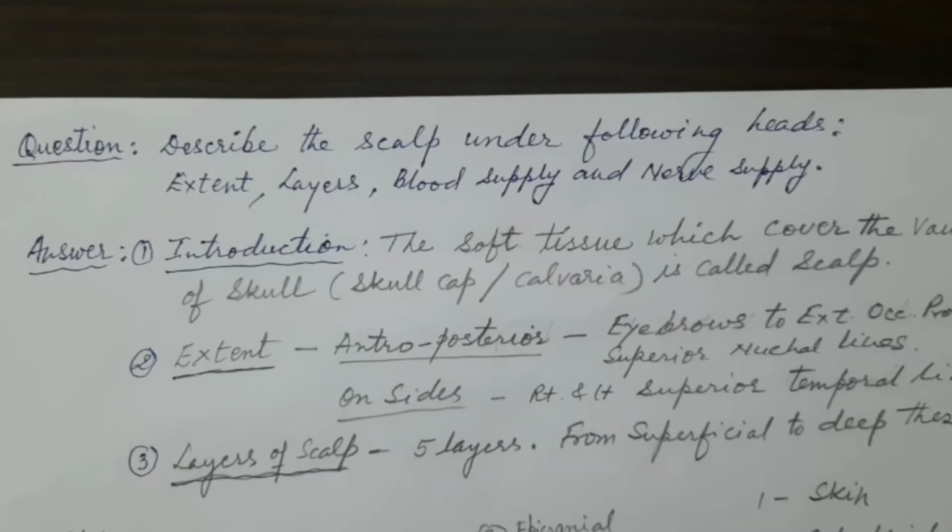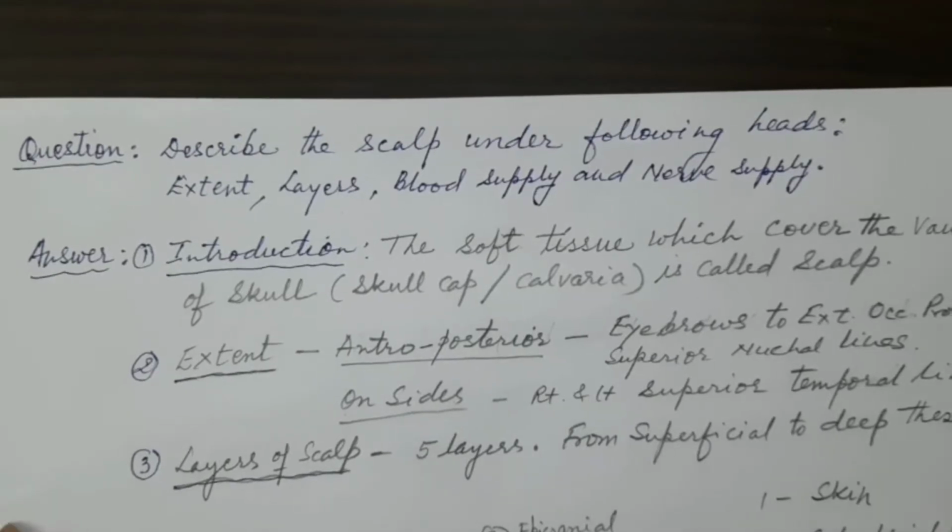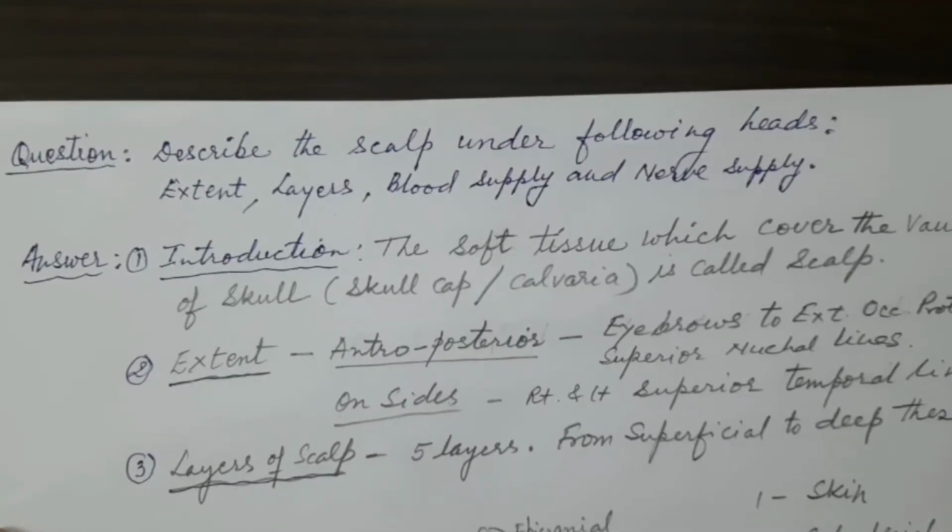Calvaria or the skull cap is the same thing, and it is nothing but the vault of the skull, the top view of the skull, which we have learned as the norma verticalis. That area is covered by soft tissue, and that soft tissue which covers this skull cap is called the scalp.